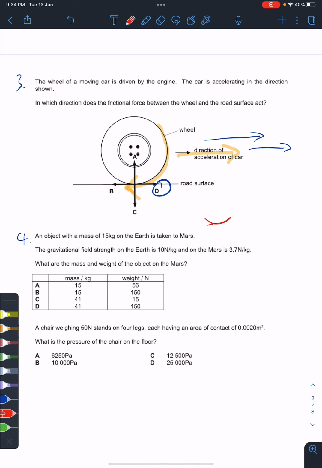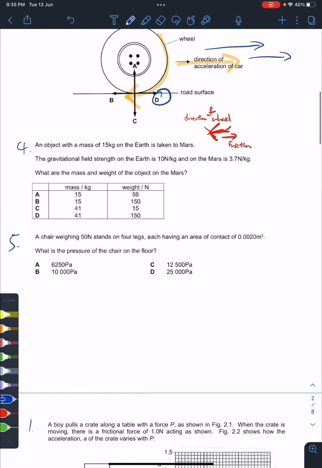So I try and draw this way, which means friction is the opposite of the direction. Therefore, friction is here. This is the wheel, the direction of the wheel. Or simply put, whenever there's a circular object, the friction is in the same direction as wherever the object is moving.